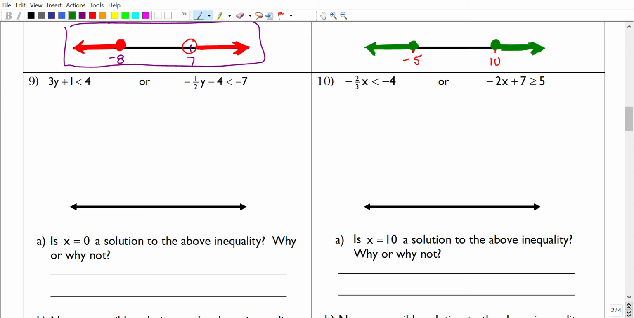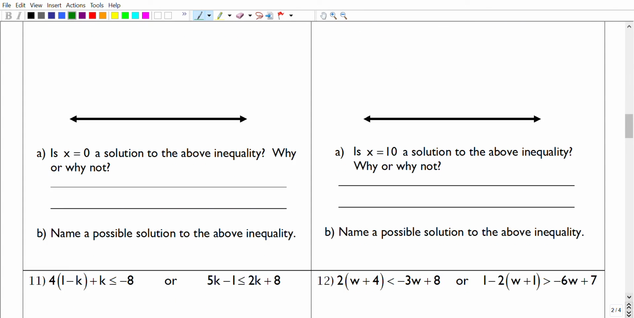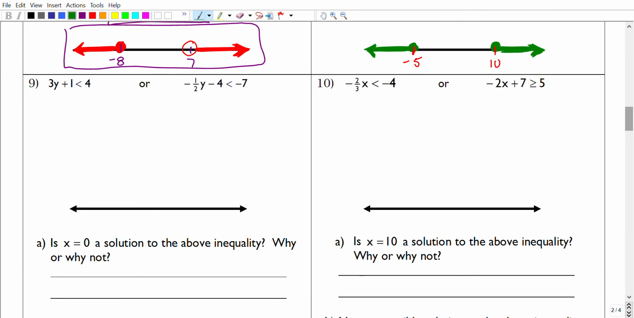Okay? So what I want you guys to do just for now, for 9 and 10, is go ahead and solve the inequalities and graph them. We'll go ahead and go through part A and B together when we come back. Alright, so go ahead and pause the video and try those two out.